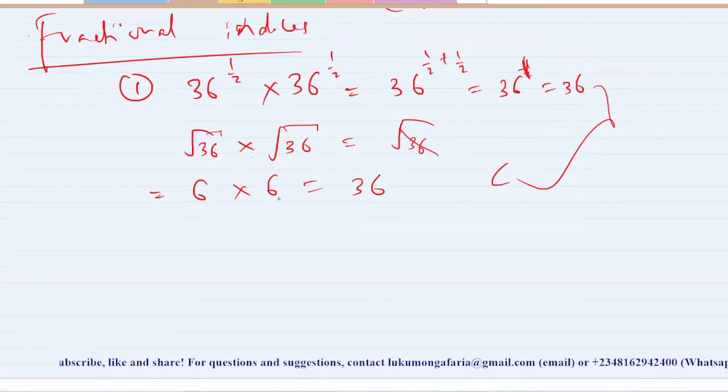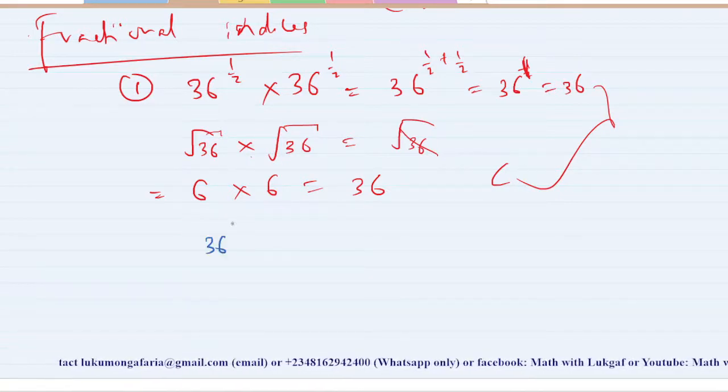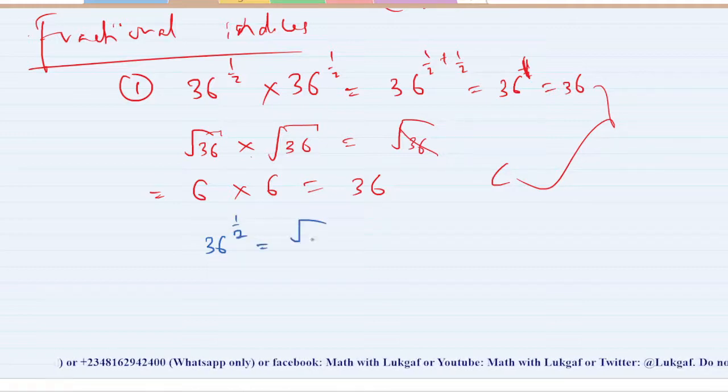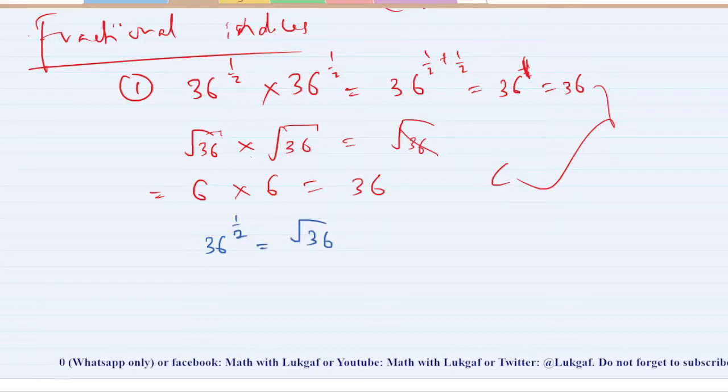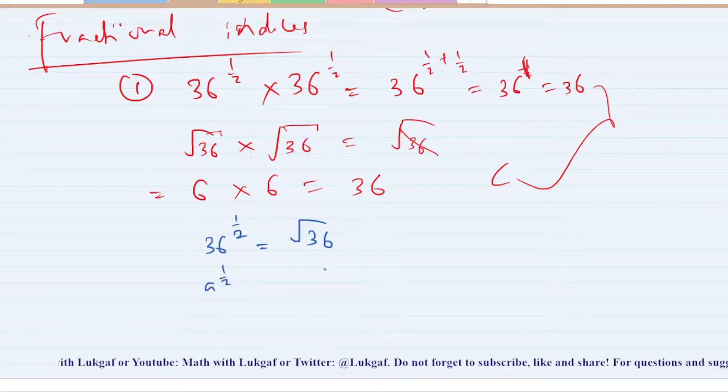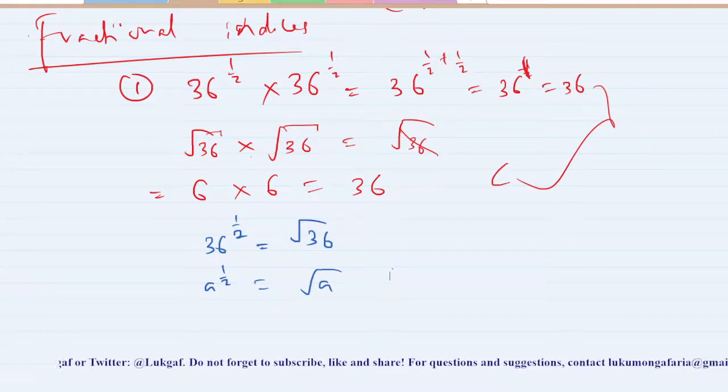You don't need to stress yourself when you have your fraction as half. For example, when you have 36 raised power half, it is the same thing as square root of 36. For example, a raised power half is the same thing as what? Square root of a.